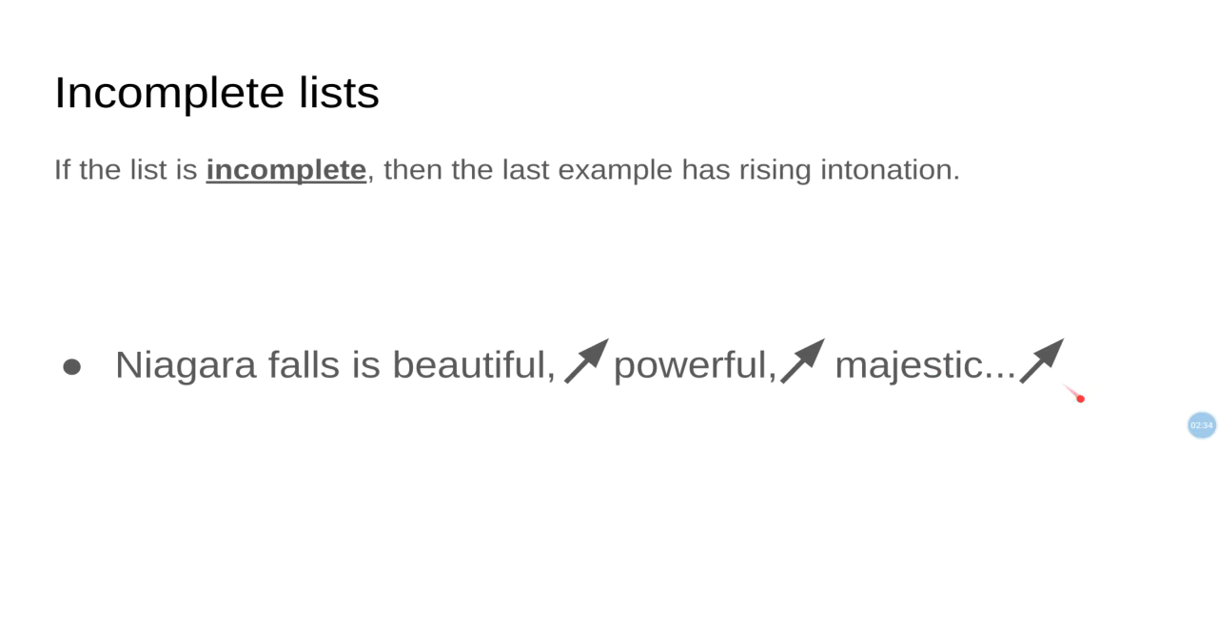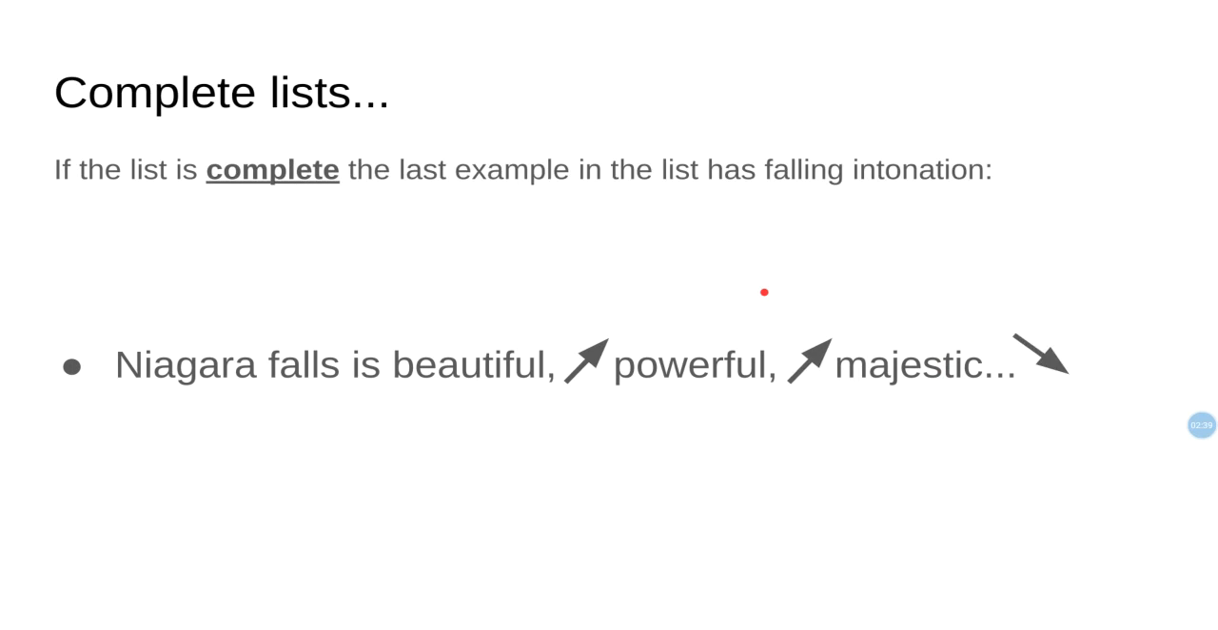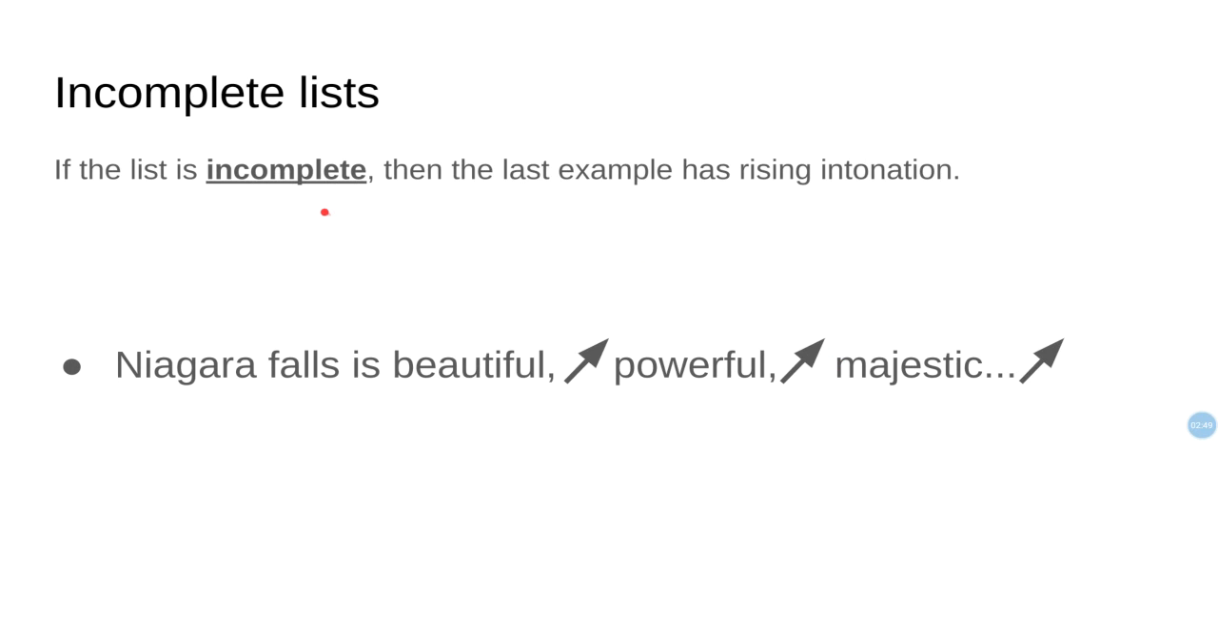All right, so for complete lists, the last example has falling intonation. Niagara Falls is beautiful, powerful, majestic. For incomplete lists, the last example has rising intonation. Niagara Falls is beautiful, powerful, majestic.